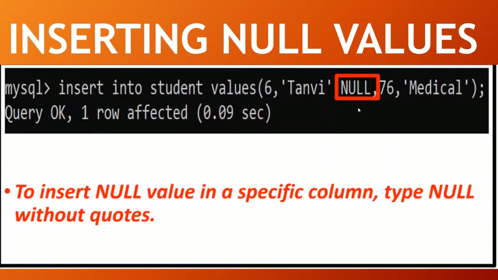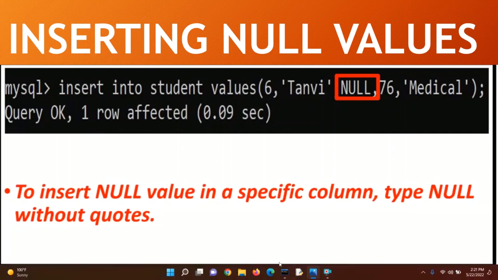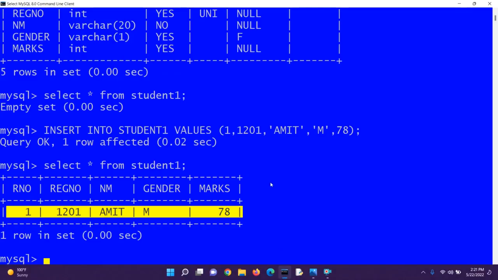रिमेंबर, नल को अगर आपने कोट्स में डाल के टाइप कर दिया ना तो वो टेक्स्ट बन जाएगा. तो कोट्स में नल को नहीं लिखना है. यहाँ नल का मतलब क्या हुआ कि हम इस कॉलम को ब्लैंक रख रहे हैं और हम अभी इसमें वैल्यू नहीं डालना चाहते हैं. इफ यू विश यू कैन check this.